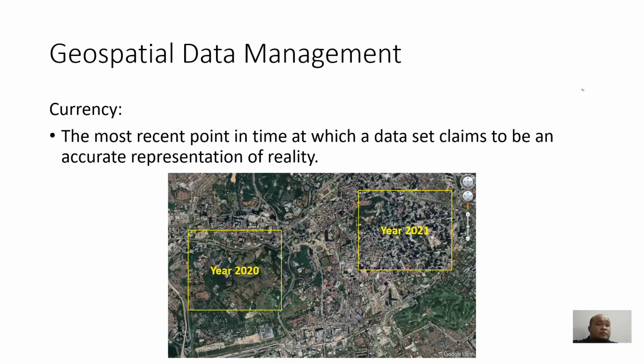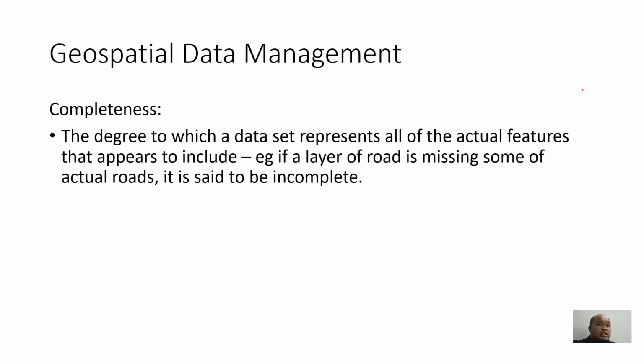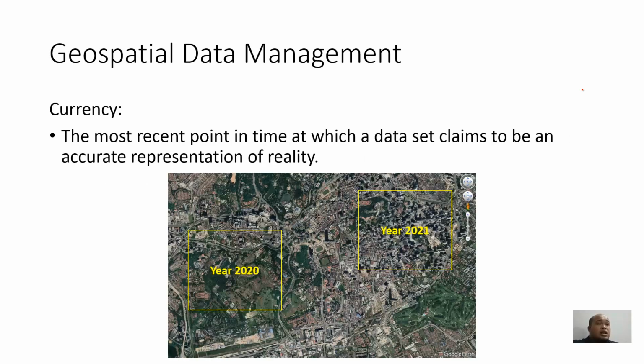Okay, and the currency. This is kind of related to the completeness. The currency is the most recent point in time at which a data set claims to be an accurate representation of reality. This is what I meant. I've captured these photos in Kuala Lumpur, Malaysia, right?